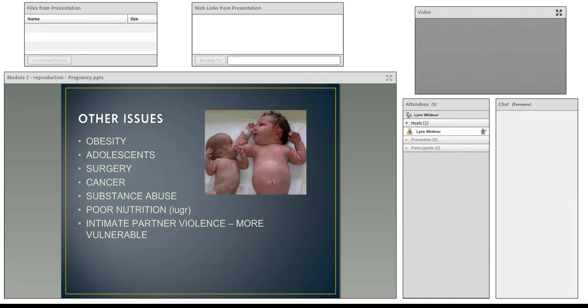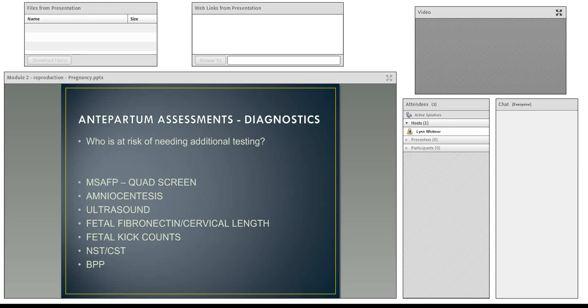So IUGR, two kinds, symmetrical and asymmetrical. The very last slide I'd like to share with you is antepartum assessments. I must say I did not go very deeply into Chapter 10, which talks about promoting a healthy pregnancy, so I do expect that you will read through that and learn as much as you can. And if you have questions, please ask.